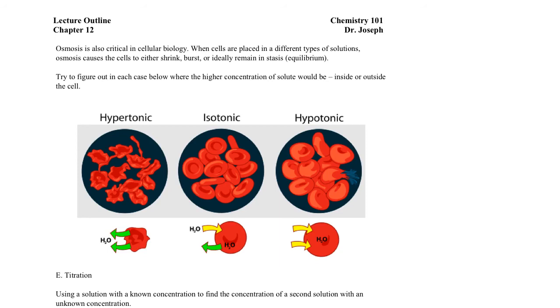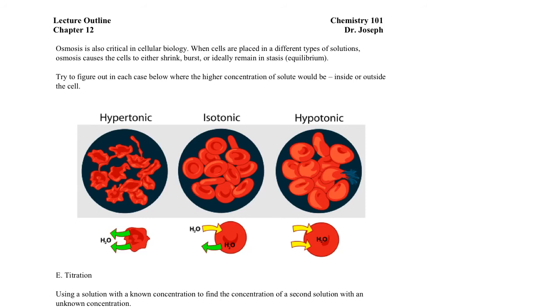Compare this with a hypotonic solution. A hypotonic solution is the exact opposite. We end up seeing water flow into the cell. This can cause it to burst. Now, an isotonic solution is one in which the cell doesn't either gain water or lose water, but it stays the same. So try to figure out in each case where the higher concentration of solute would be. Would it be inside the cell or outside the cell?